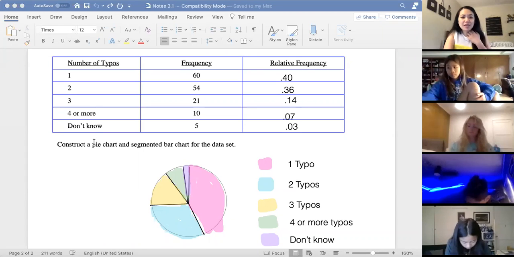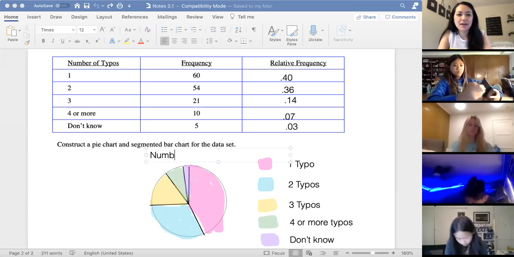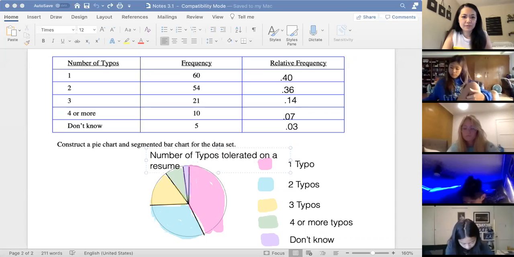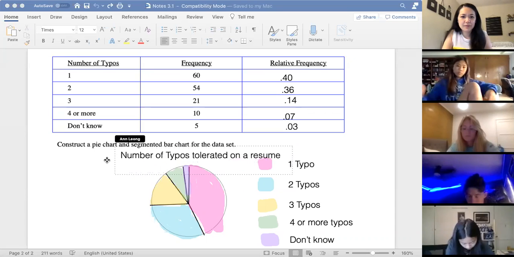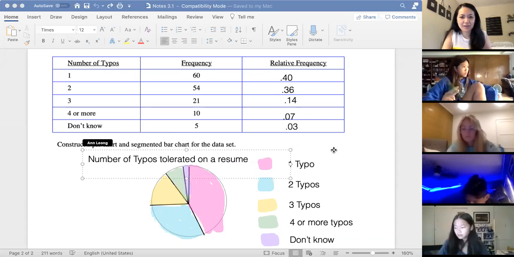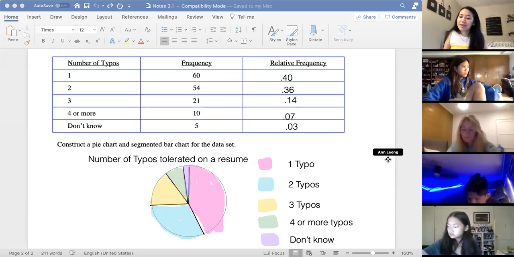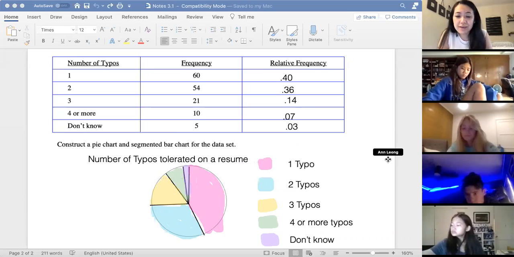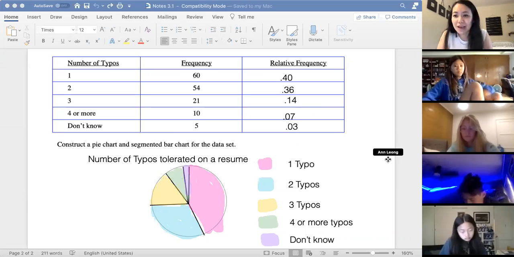So I would say something on the side or as a title. I would say number of typos tolerated on a resume. Okay, so that title now gives the graph a lot more context, and somebody off the street can read it and be like, okay, I understand more of what's happening.